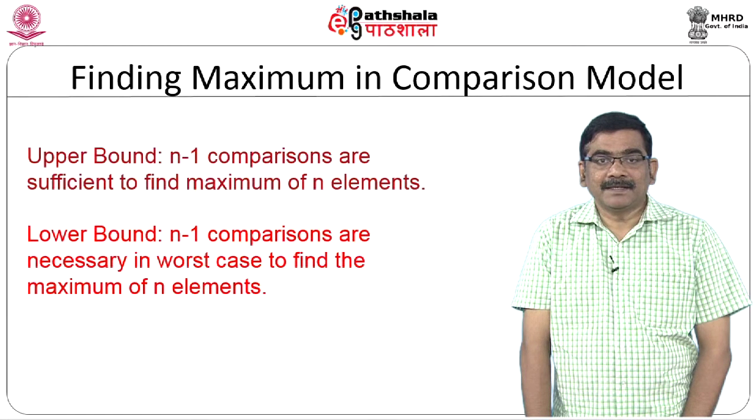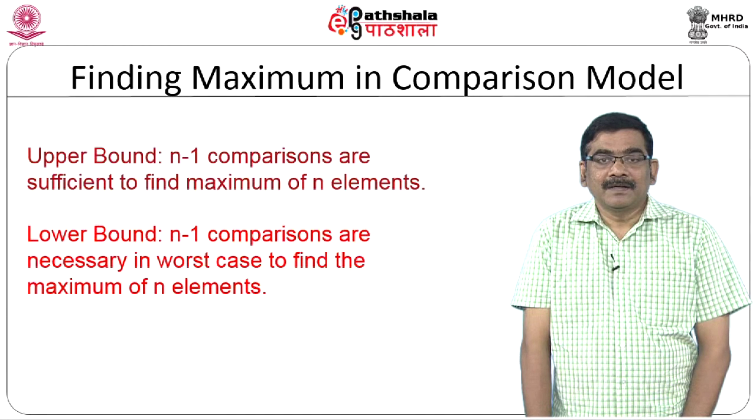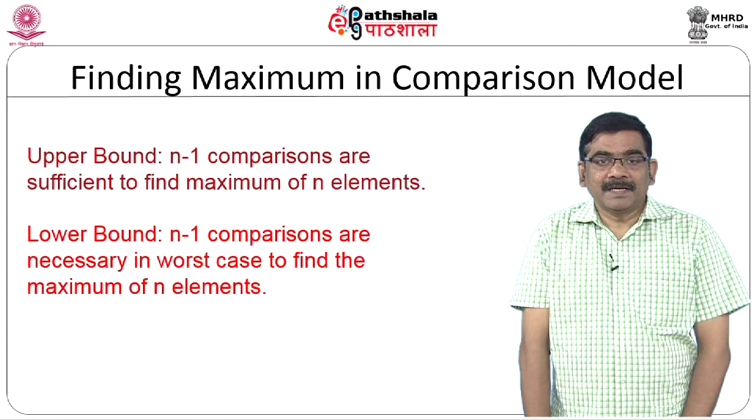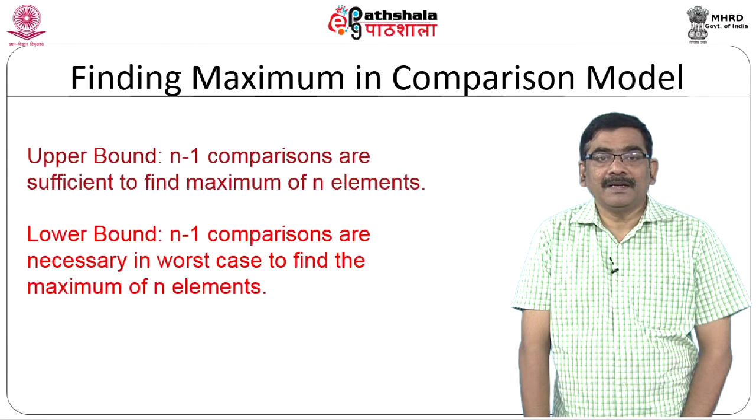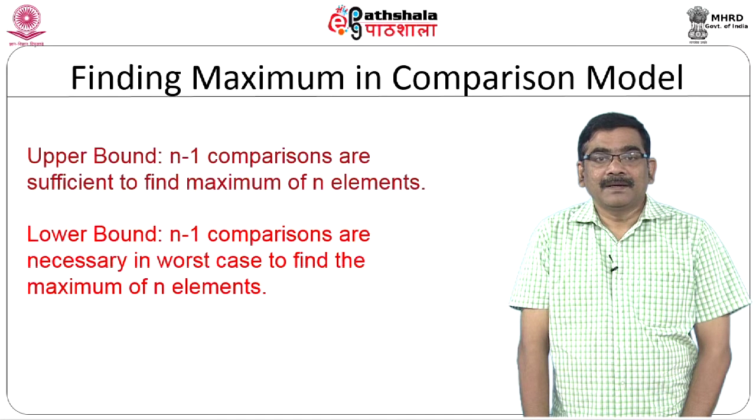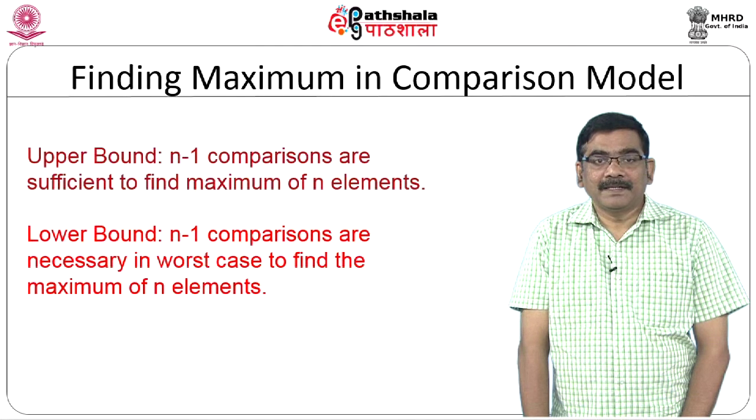We can easily say: first you take the first element as the largest element, then you check it with the second element. Based on that, you update the largest. This process continues for the third element, the fourth element. So, n minus 1 comparisons are required for finding the maximum in an array.